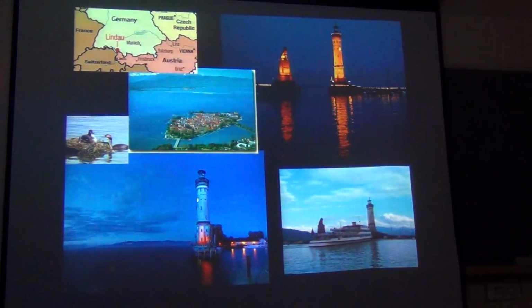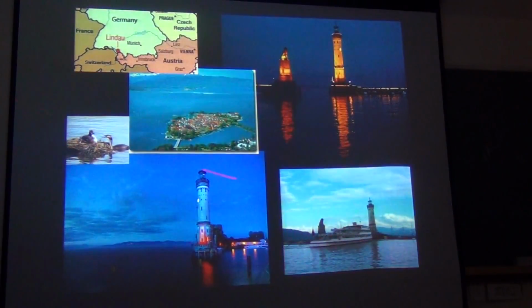Lindau is basically a small island in the south of Germany, and it is bordered by Lake Constance. It is the same lake which borders Austria and Switzerland. Apparently you can get to Austria and Switzerland by boat in a couple of hours from Lindau. And it's a very important trading sector and a tourist attraction.